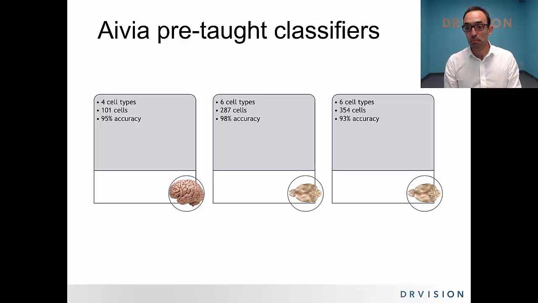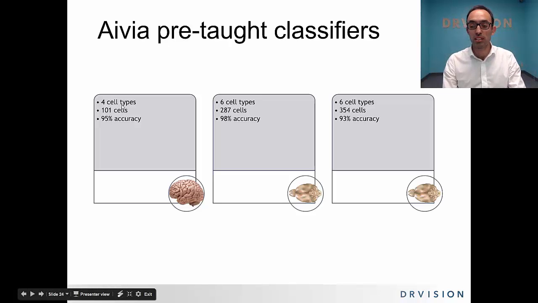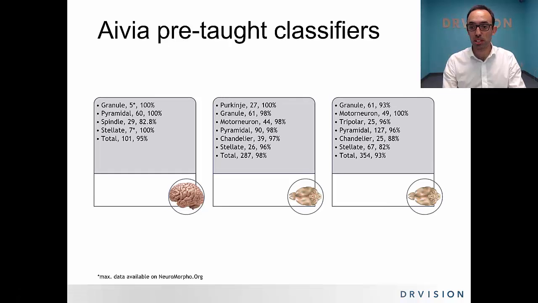For the mouse, we have 6 cell types. We used 287 cells to teach, and we can reach 98% accuracy. And for the rat, 6 cell types as well, and 354 cells were used to do that, and 93% accuracy.